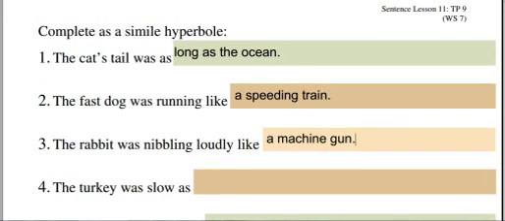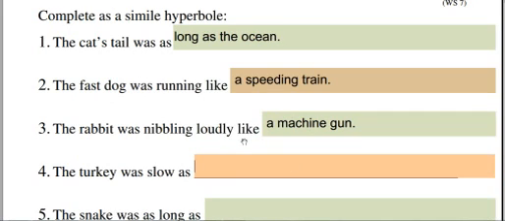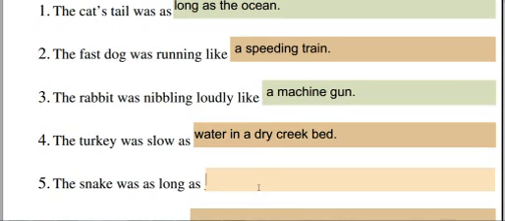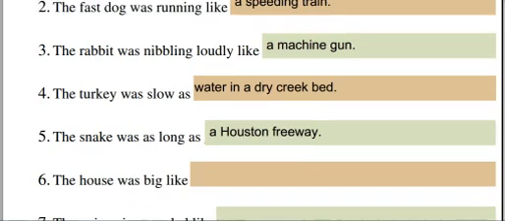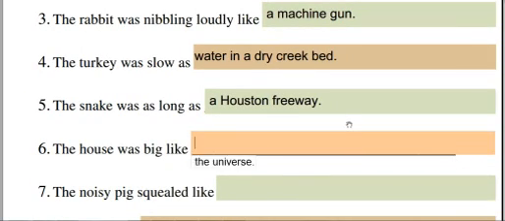Remember, just pause the video if I go too fast. The turkey was as slow as water in a dry creek bed. There is no water in a dry creek bed, which is the point. The snake was as long as a Houston freeway. The house was big like a mountain.